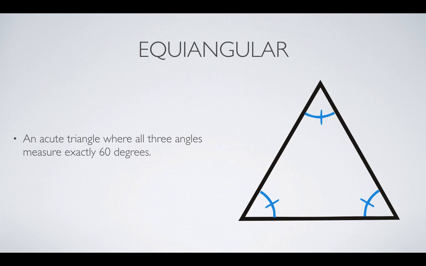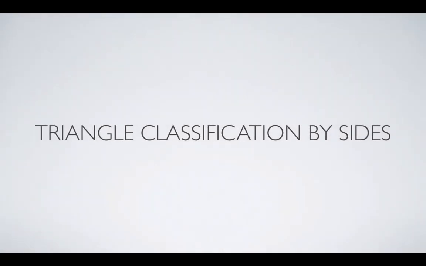Now, if you're looking at this triangle and thinking, isn't there another name for this? I don't feel like I've learned this name. It's because we also tend to call equiangular triangles equilateral, but that is for a different type of classification. If I ask you to classify based off of angle measurements, you would call it equiangular. Now, we're going to talk about classifying by sides.